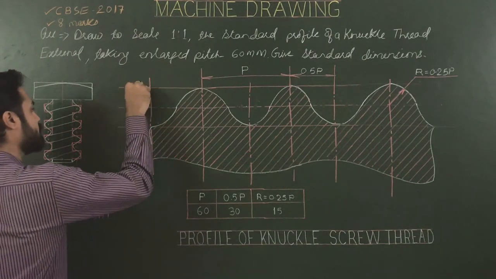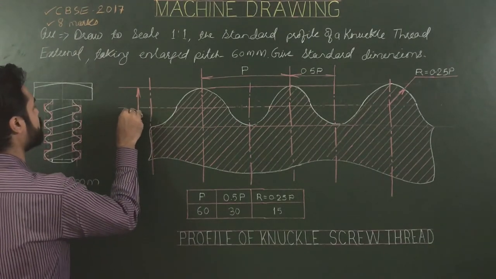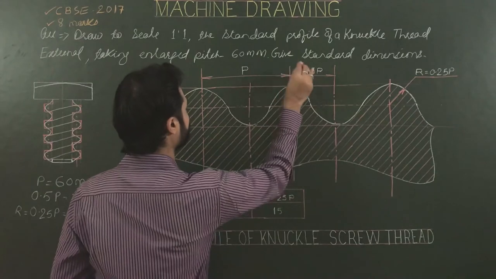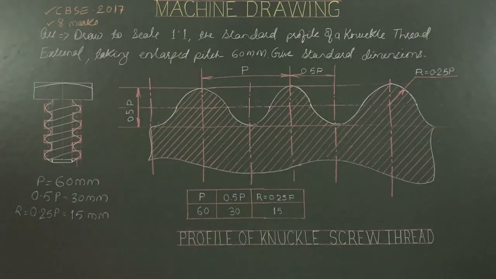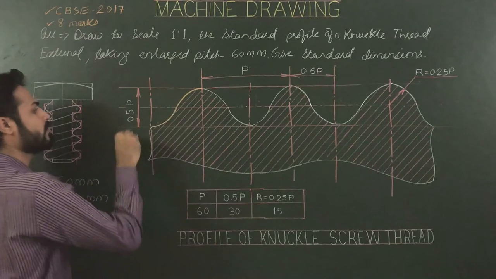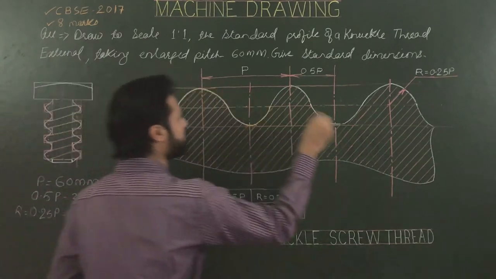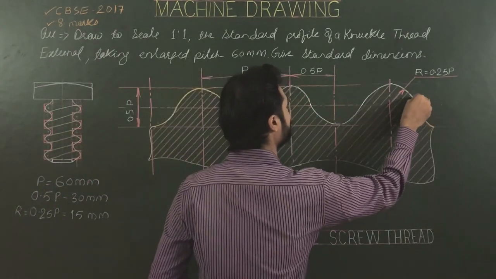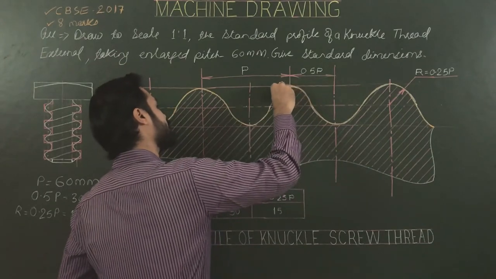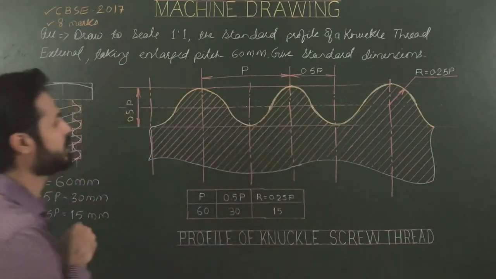Please show depth 0.5 of pitch. And please use dark pencil for upper and lower semicircular portions, because these are dark visible outlines. Right.